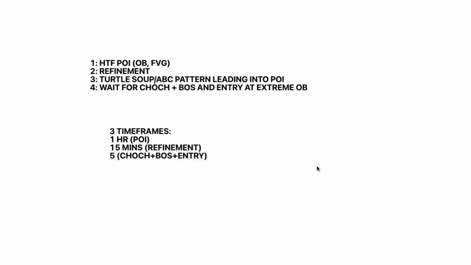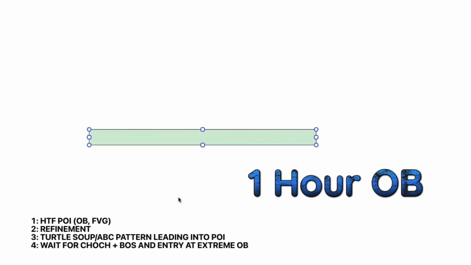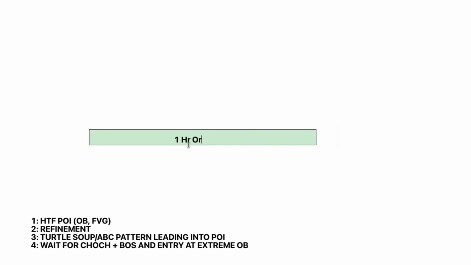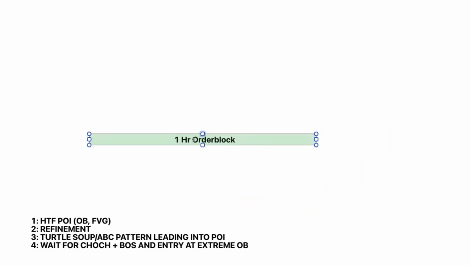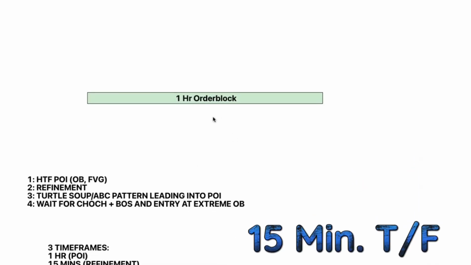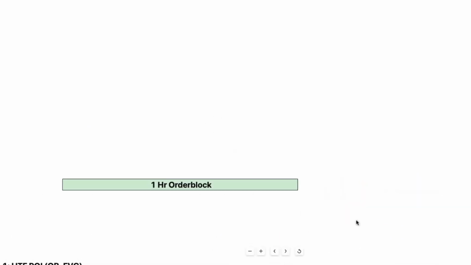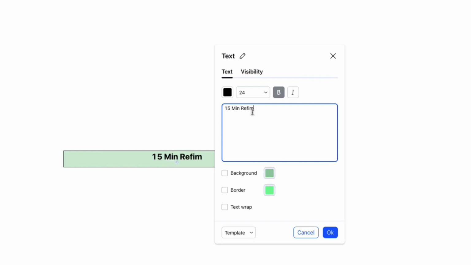So the number 1 rule is higher time frame POI. Let's say this right here is your 1 hour order block. Now, what we want to do is go back to the 15-minute time frame. For this, our high time frame is 1 hour, and for refinement, we are going to use the 15-minute time frame. You're going to see that your POI will get smaller when you refine it. So I'm just going to call it 15-minute refined OB, and let's make it smaller.